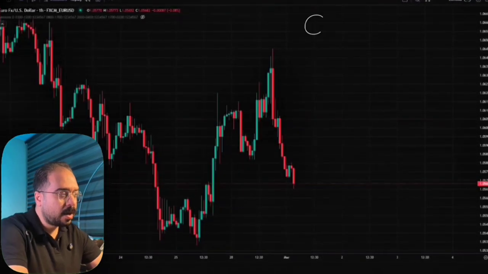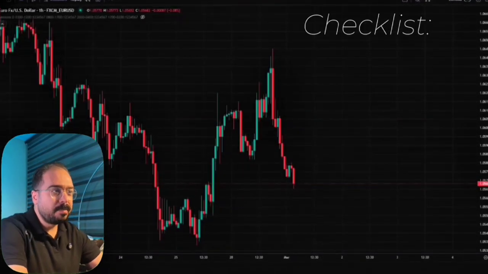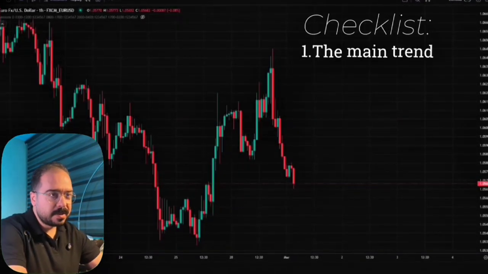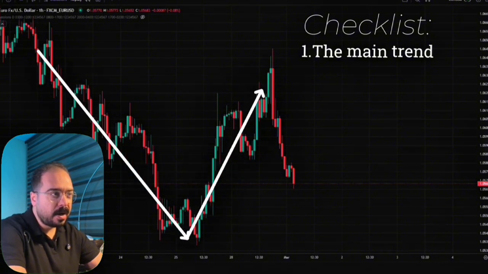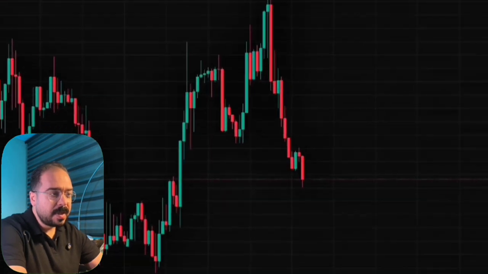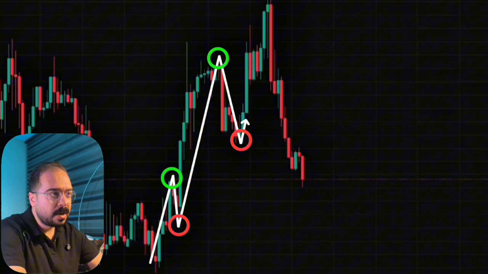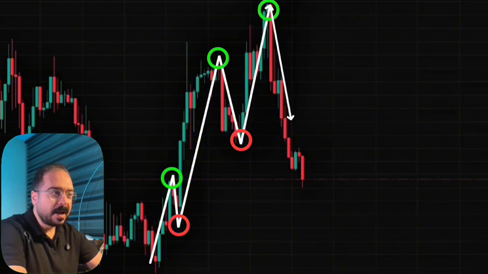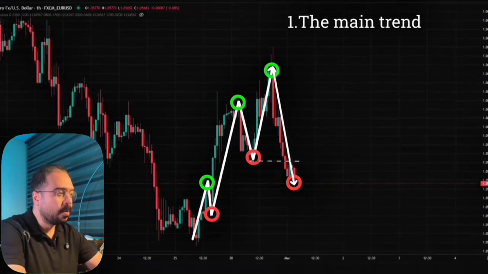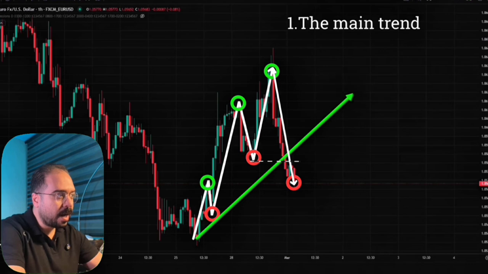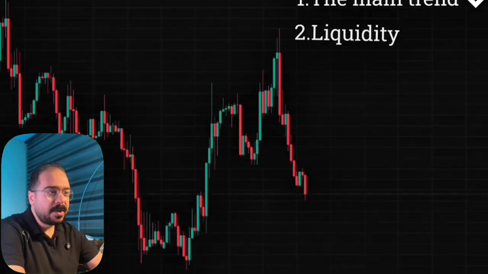Number 1, in our checklist, we should check the main trend. What's our main trend here? As you can see, we've had a downtrend and now we are on an uptrend. And in another zoom, we can see higher high, higher low, higher high, higher low, higher high, and now a lower low. So the trend is going up. Number 1, check. Number 2, we should find the liquidity area.